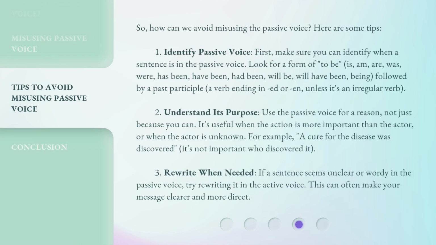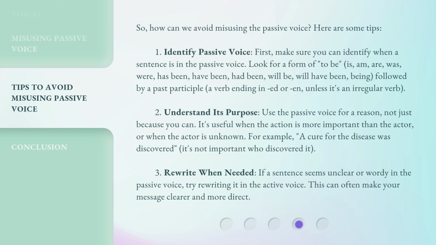So, how can we avoid misusing the passive voice? Here are some tips. 1. Identify passive voice. First, make sure you can identify when a sentence is in the passive voice. Look for a form of to be, is, am, are, was, were, has been, have been, had been, will be, will have been, being, followed by a past participle, a verb ending in ed or n, unless it's an irregular verb.